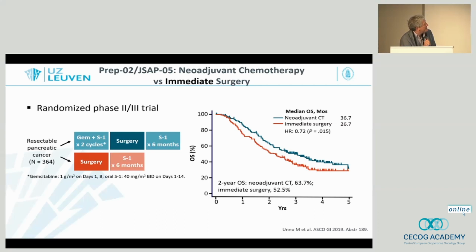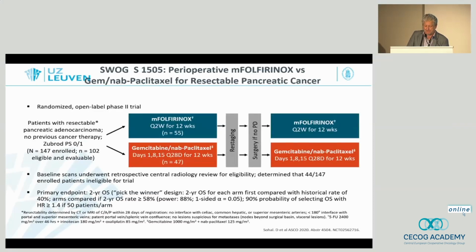And as you can see, our Japanese colleagues in their initial follow-up reported in 364 patients that patients undergoing neoadjuvant chemotherapy did better compared to patients with immediate surgery. Median survival went up from 27 months to 37 months with a hazard ratio of 0.72 in this setting. And they report also that it's resectable, borderline resectable, but probably inherently resectable disease in this setting.